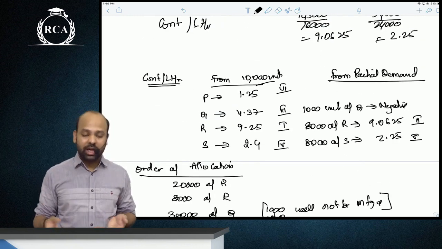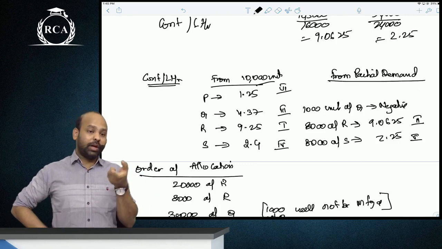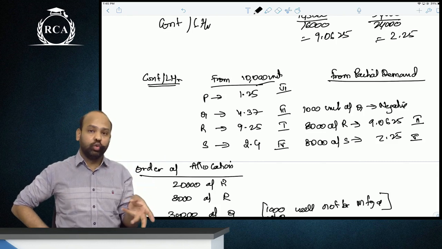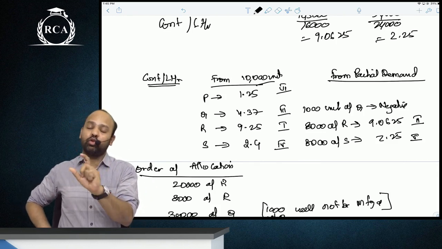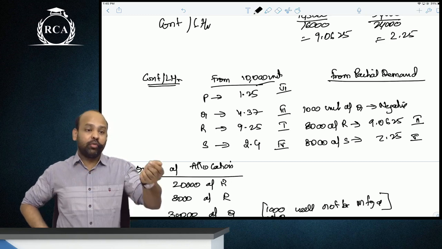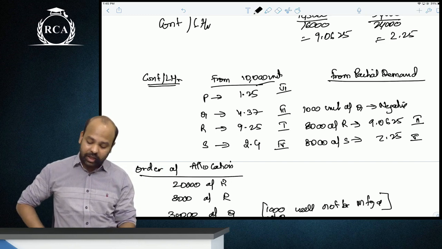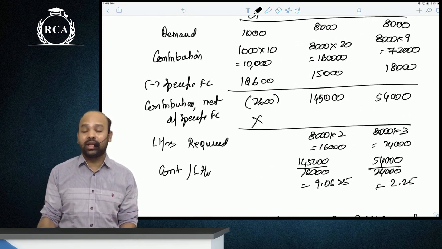Sometimes everything comes in the order, but sometimes what might happen is, after you manufacture 20,000 units of R, you might want to manufacture Q, because the incremental contribution you're getting from those 8,000 units is less. So you might want to manufacture Q first and then come back to R. Things like that. But here the ranking is not changing. All of this is the correct way of performing the calculations.